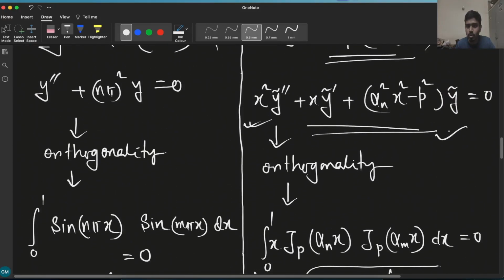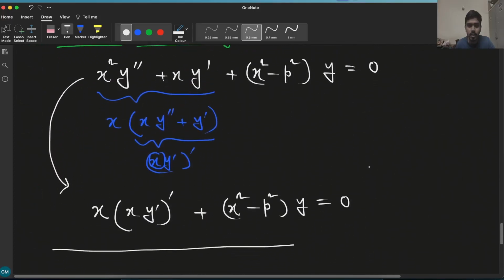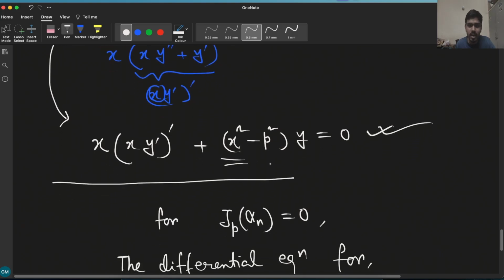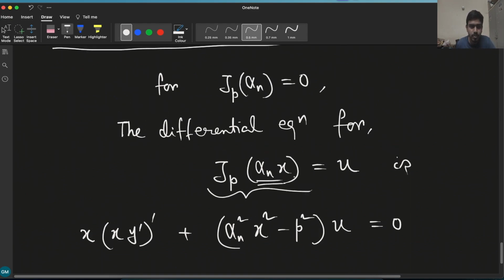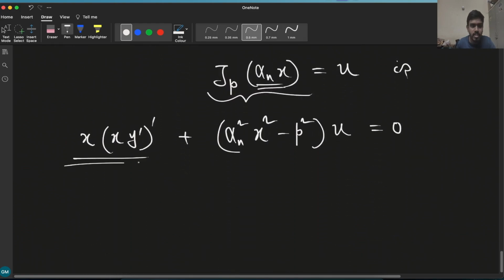Here also I showed the same thing. So in the Bessel differential equation, instead of x I am writing alpha n x. So I'm just writing alpha n x, and that will give me the differential equation for Jp of alpha n x. And here it is not changing because the differentiation is with respect to x, and then this alpha n will get cancelled from numerator and denominator.